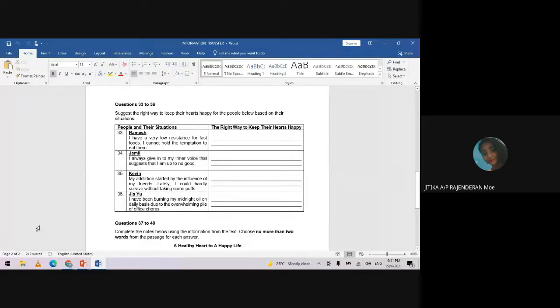Suggest the right way to keep their hearts happy for the people below based on their situations.